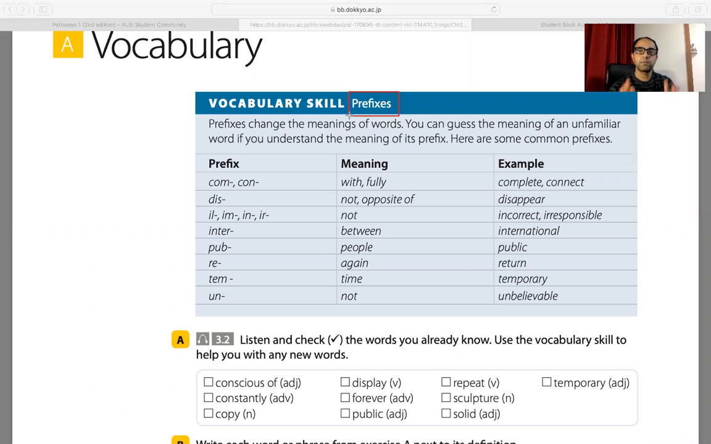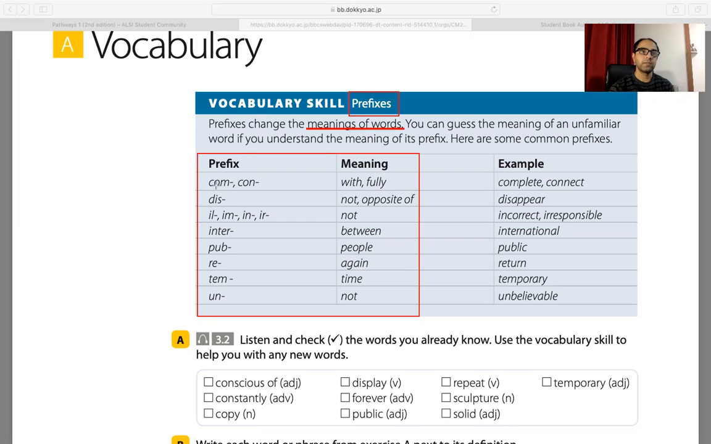Prefix is a part of a word that goes in the beginning of a word, of a vocabulary, and generally changes the meaning. Okay, prefixes can change the meaning of words. You can guess the meaning of an unfamiliar word if you understand the meaning of its prefix. For example, if you know the prefix and the meaning of the prefix, then sometimes it's easy to guess what the actual word means.